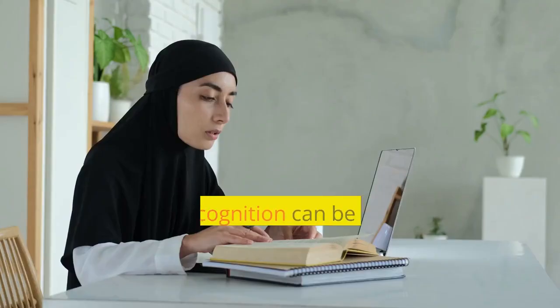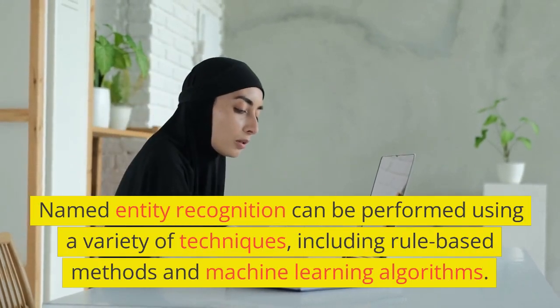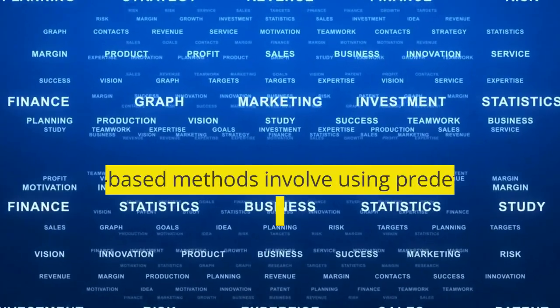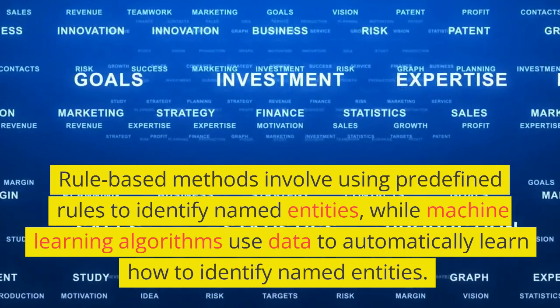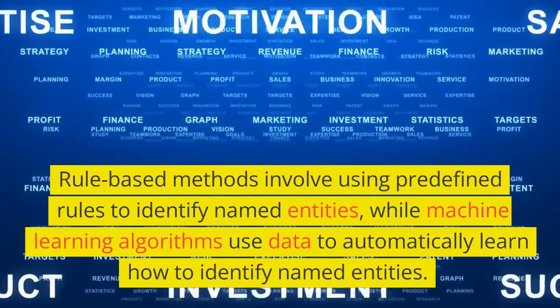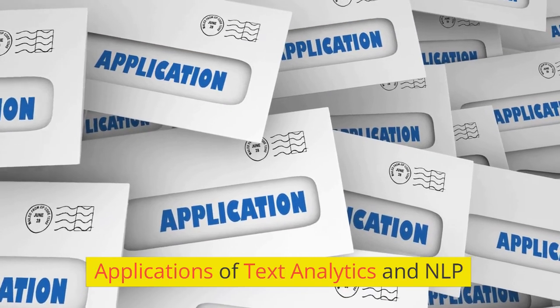For example, a company might use named entity recognition to extract the names of people and organizations mentioned in customer feedback. Named entity recognition can be performed using a variety of techniques, including rule-based methods and machine learning algorithms. Rule-based methods involve using predefined rules to identify named entities, while machine learning algorithms use data to automatically learn how to identify named entities.